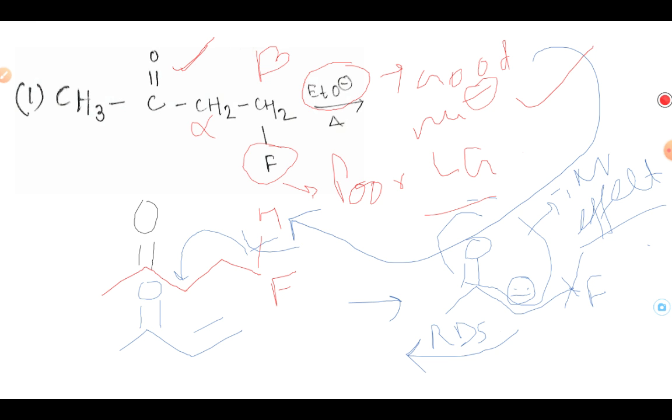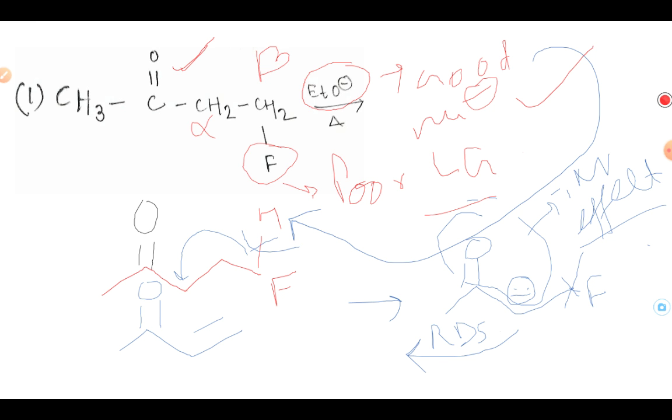So here OEt minus is a good nucleophile while fluorine is a very bad leaving group. These are also the conditions of the E1cB mechanism. After removal of hydrogen, the carbanion will shift towards the left side. The hydride shift will be there for minus M effect, minus M stabilization. After minus M stabilization, the fluorine group, which is a poor leaving group, will now try to move away, and hence the fluorine group will be removed.